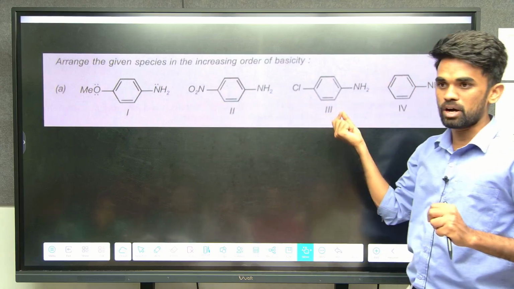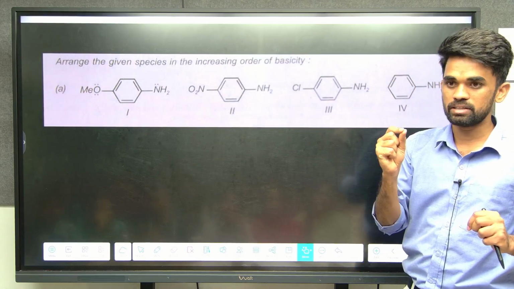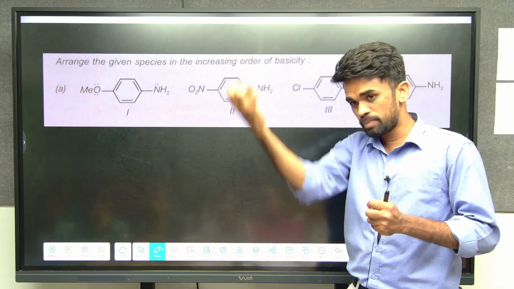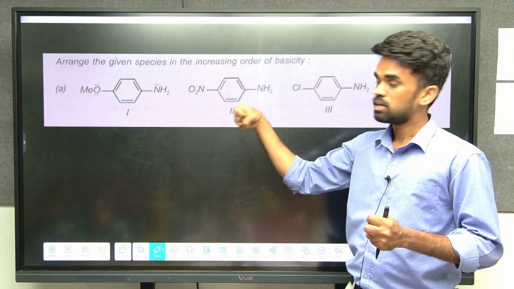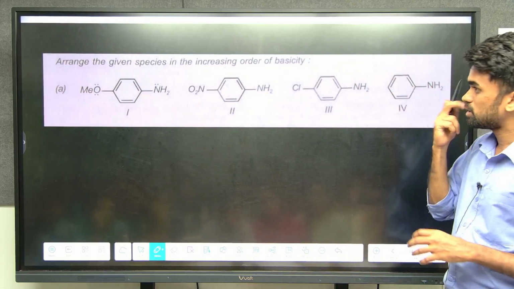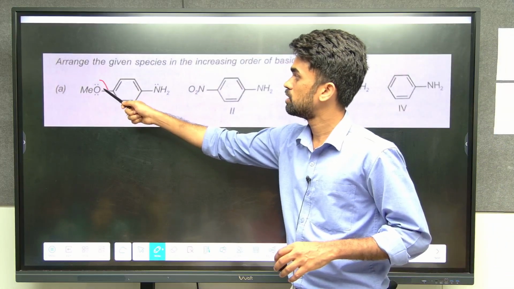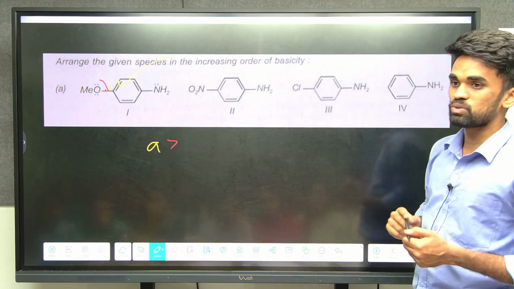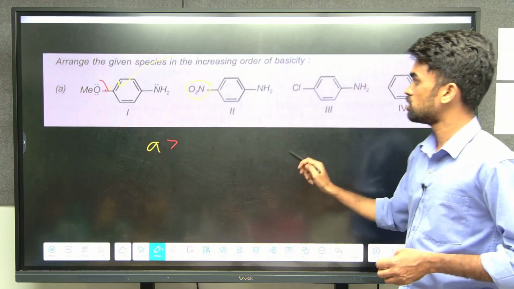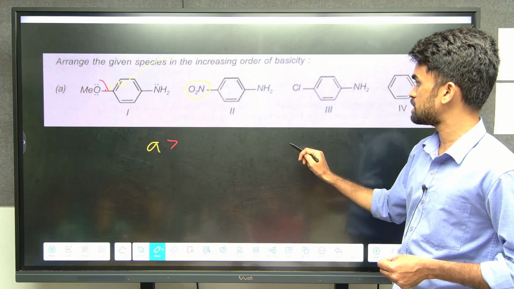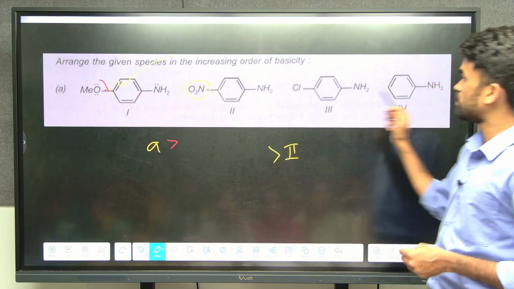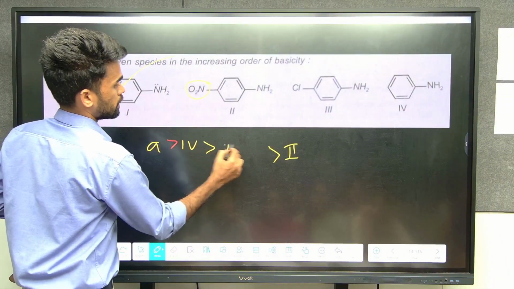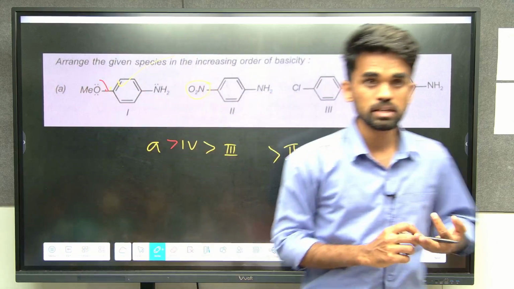Now, within the aromatic compounds, how will we decide basic nature? When I say acidic nature, it is an electron withdrawing group. For basic nature, tell me, where do we have a releasing group? The methoxy group is releasing only, so it will be more basic. A is the highest basic out of these. Which one is least basic? NO2 is there, so the least is 2. In between these two, A 4 3 2. That's it. Everyone got this? Yeah. Next.